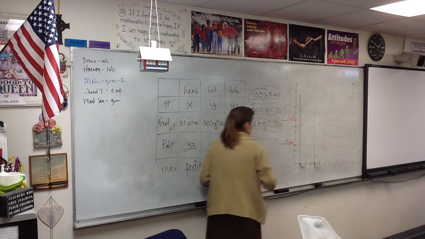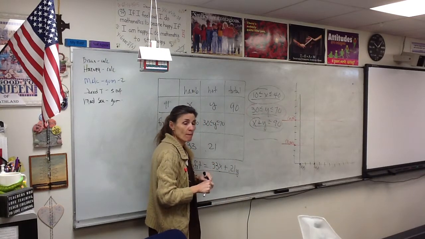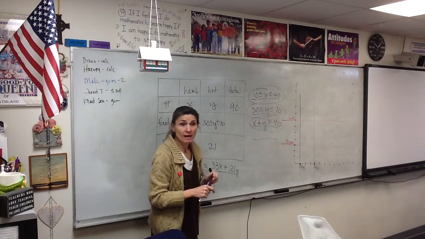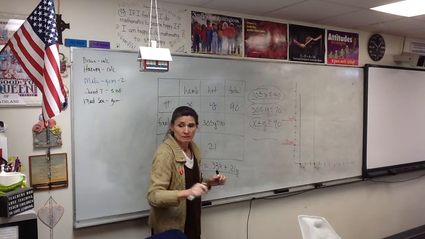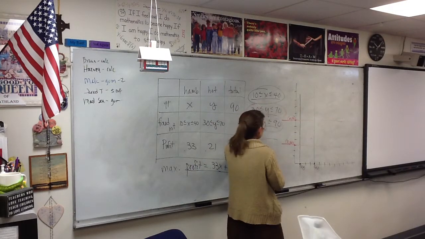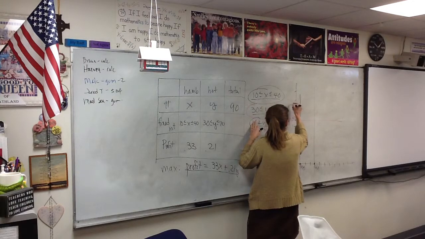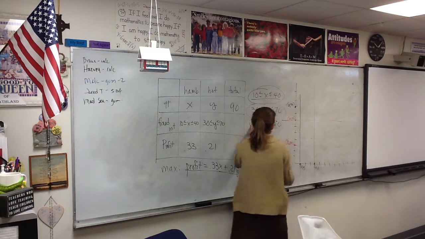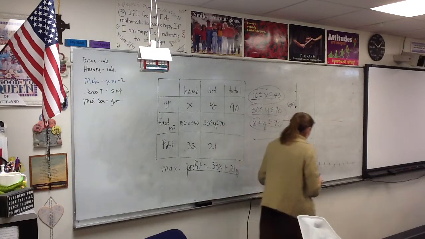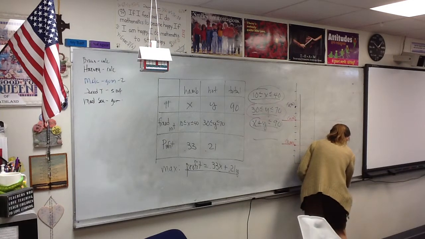And now I've got to do this one. So remember how we do that when they're the diagonal lines? When they're the diagonal lines, we let each one be 0. So if we let X be 0, Y would have to be 90. And if we let Y be 0, X would be 90.